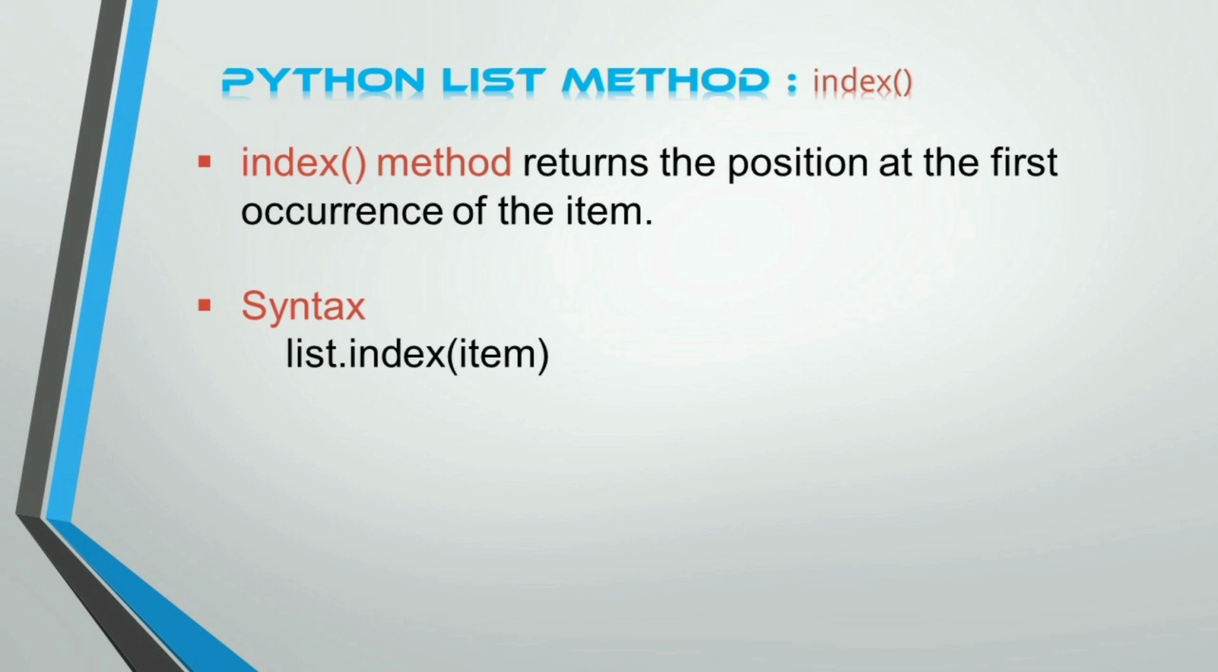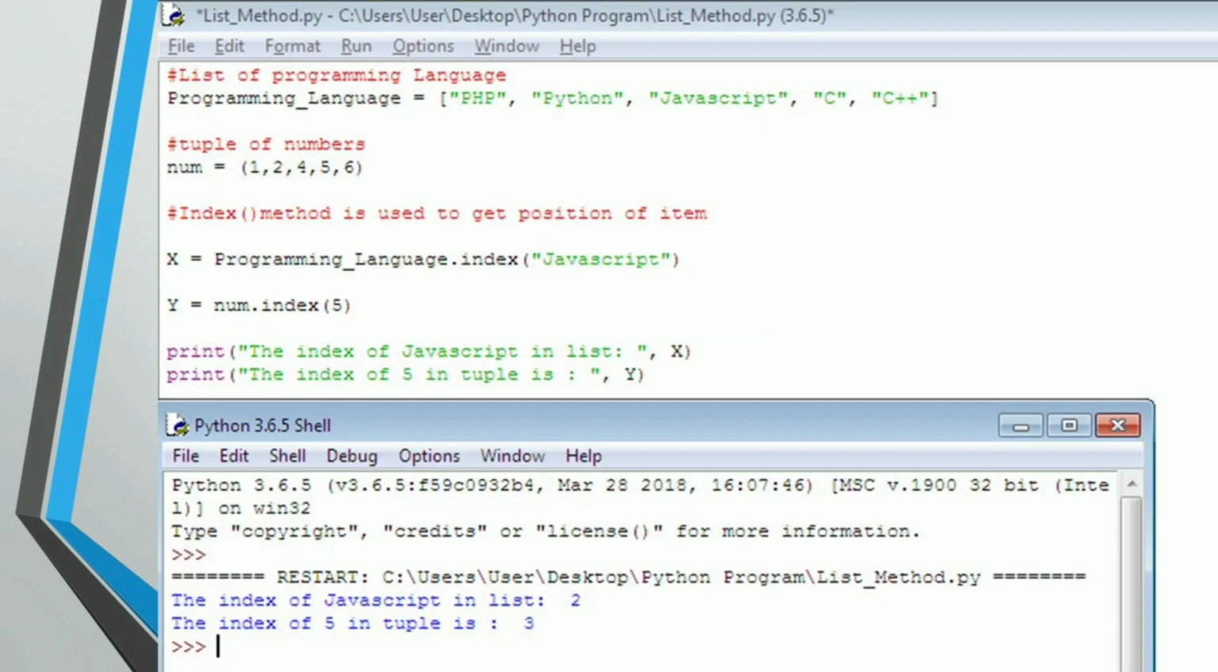Next Python list method is index. Index method returns the position at the first occurrence of the item. Syntax of index method is list.index and the item name. You can see in result, the index of JavaScript is 2 in the programming language list and the index of 5 is 3. In Python programming language, index starts from 0. Therefore, the index of JavaScript is 2 and the index of number 5 is 3.